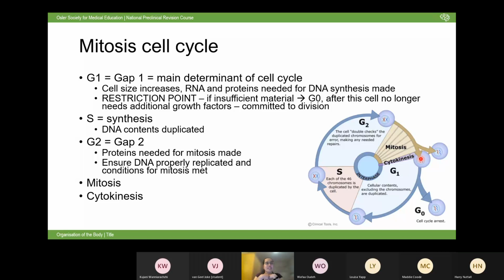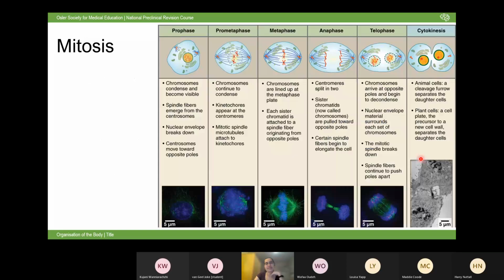And after this, we do the synthesis phase, which is where we duplicate all the chromosomes. And then after that is G2, where we make all the proteins we need for mitosis. And then we do mitosis. So as you can see by this lovely diagram, these are the steps of mitosis.